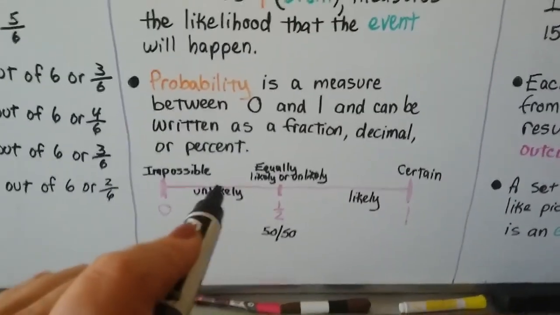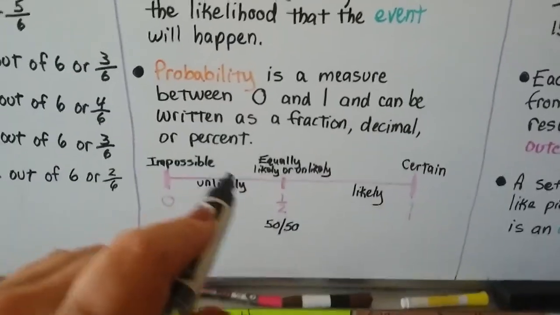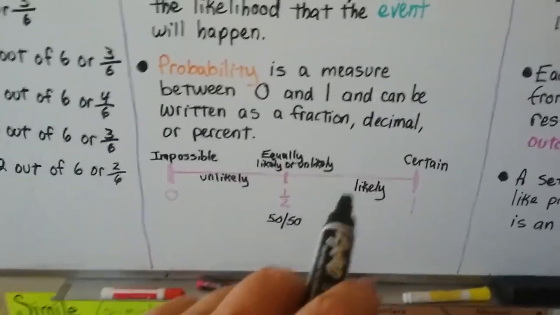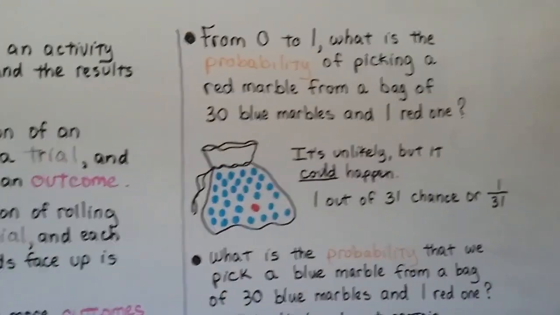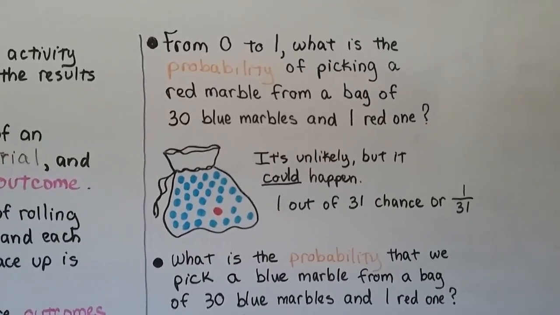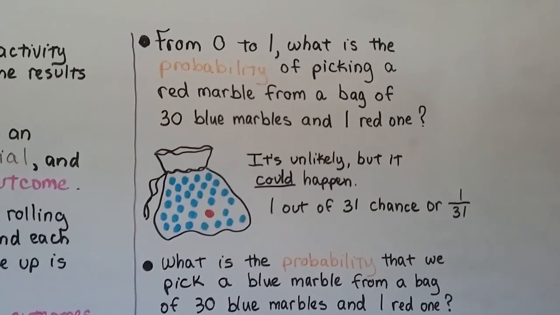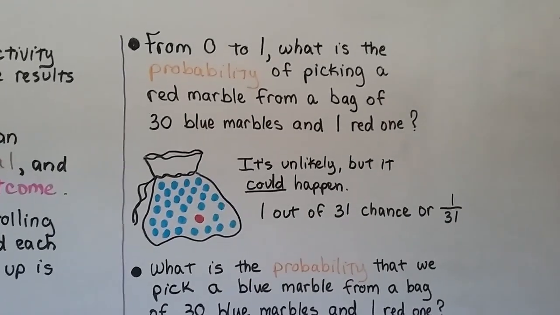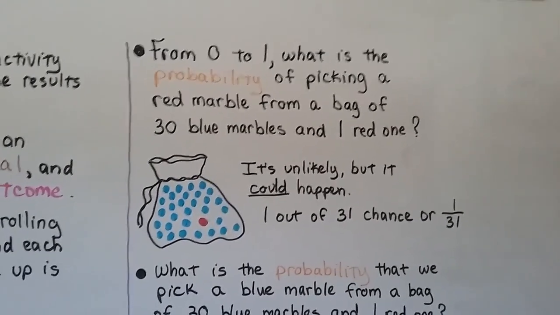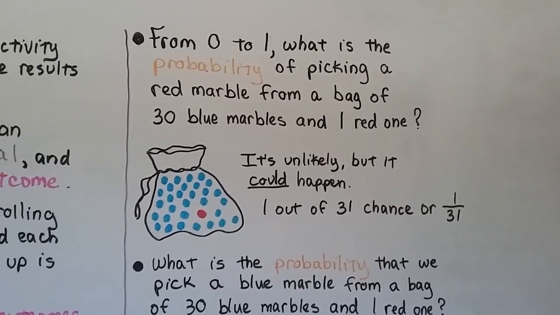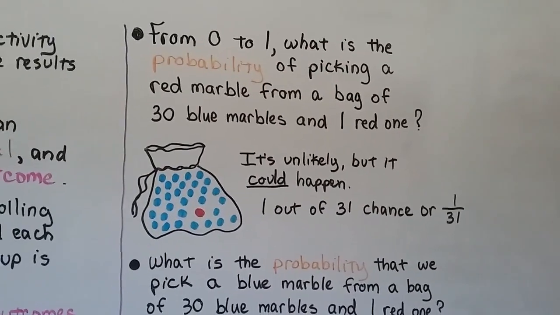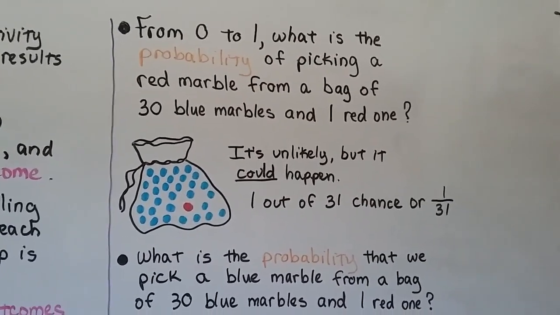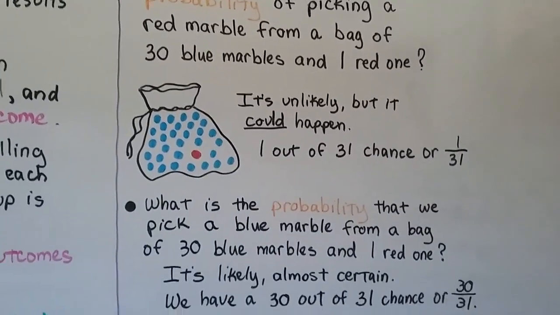And if it just leans towards it not happening, it would be here in the unlikely area. And if it leans towards it might happen, then it would be in the likely area, okay? And from 0 to 1, what is the probability of picking a red marble from a bag of 30 blue marbles and only one red one? Well, it's unlikely that we'll pick a red marble, but it could happen. We could get lucky and pick that one red one. It's a 1 out of 31 chance. There's 30 blue and 1 red. That's 31 marbles. So we have a 1 out of 31 chance of getting that red marble.